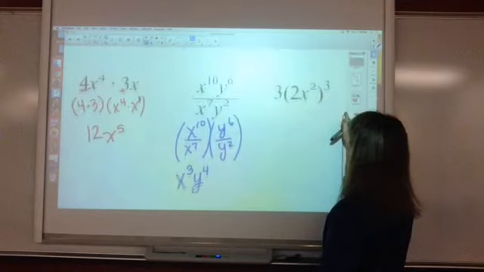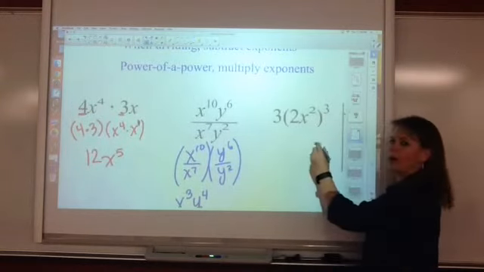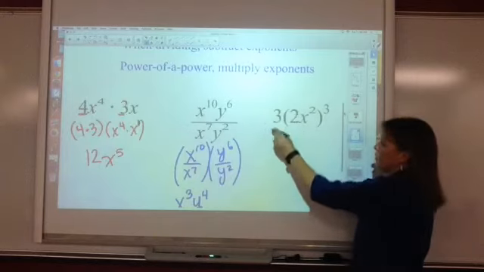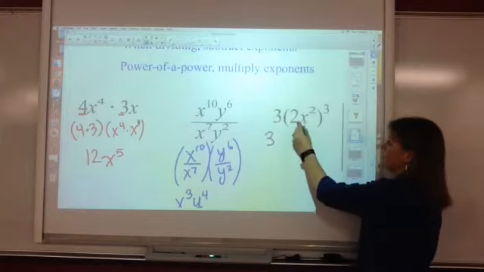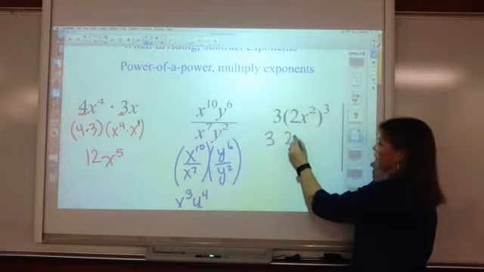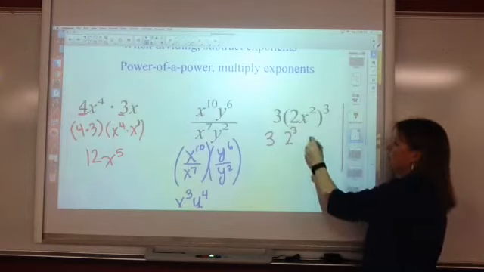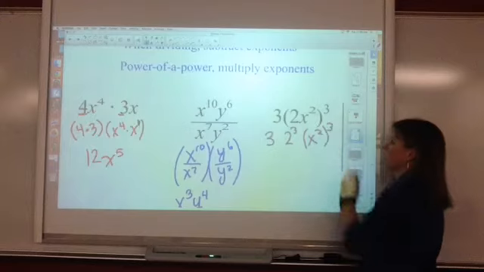And then finally, on the power of a power, be careful. Make sure you know what is being powered and what's not being powered. This 3 isn't being powered. It's outside of the parentheses. Leave it out. The 2 is being powered, so let's separate. 2 is being powered because it's in the parentheses. So is x squared. X squared is also being powered.